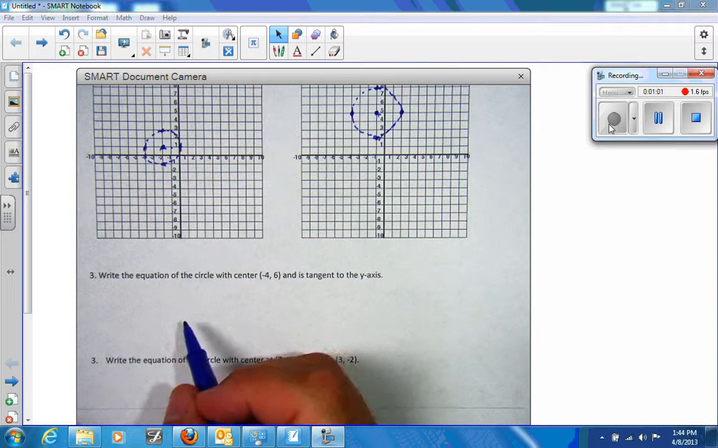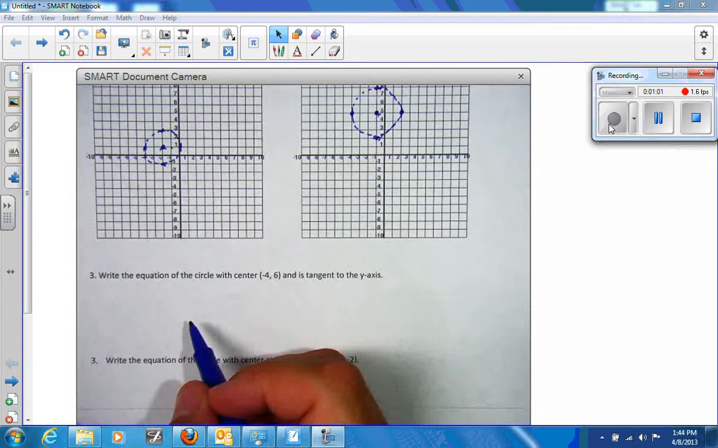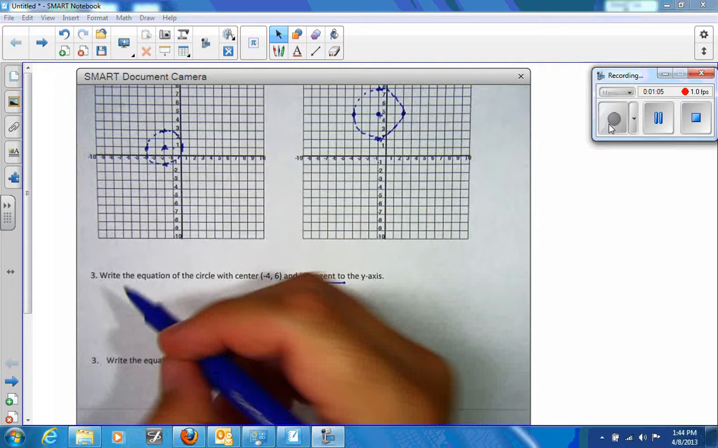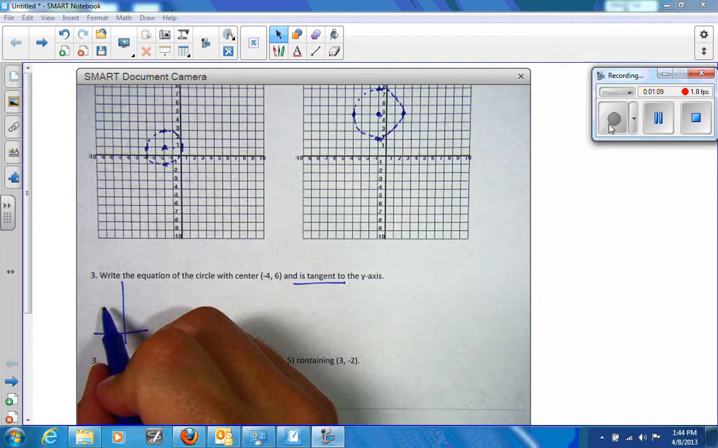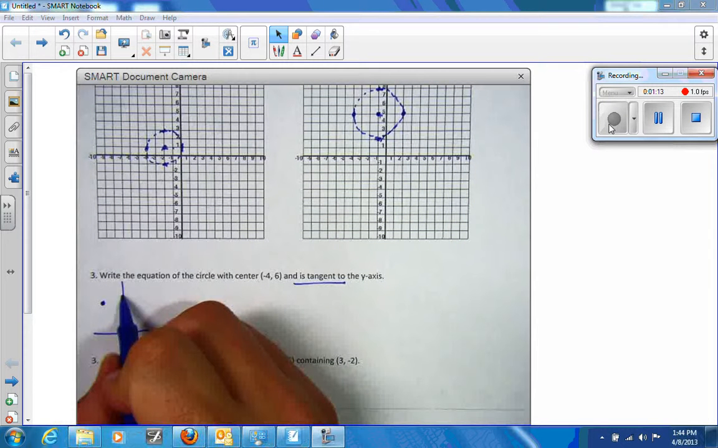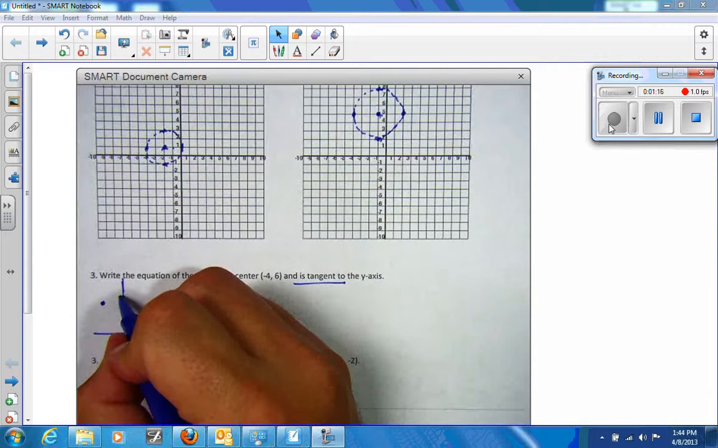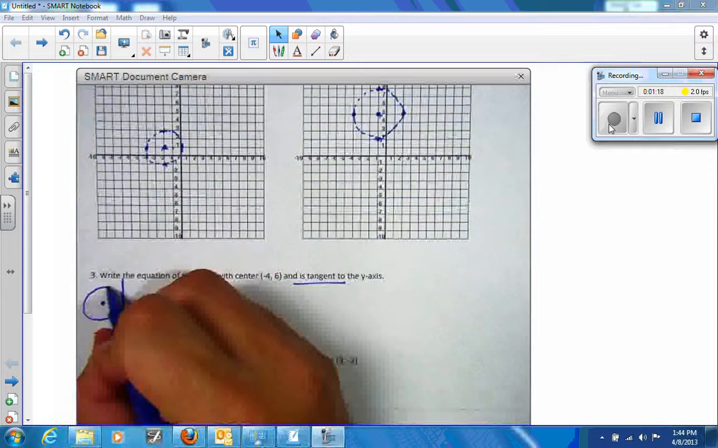Going down here where it says write the equation of the circle with a center at negative 4, 6 and is tangent to the line. What does it mean by tangent? It means it's going to touch. So if I draw a quick graph here, and if I'm at negative 4, 6, it's going to be something like that. And if it's tangent to the line, that means it's going to touch right there. So it's going to look something like that.